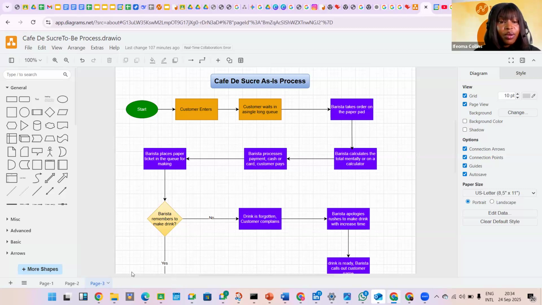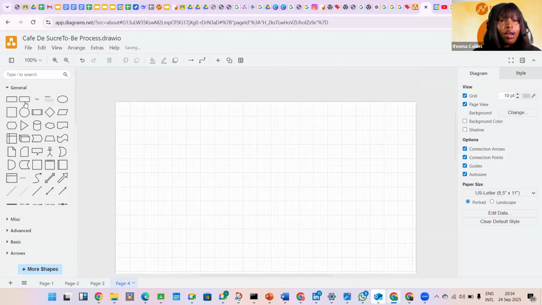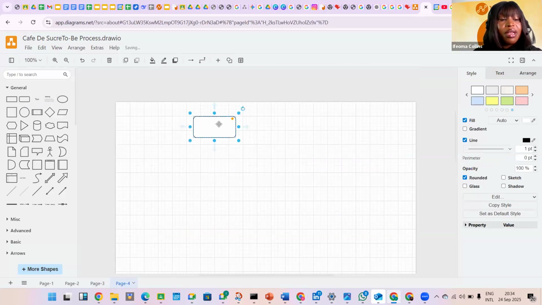their future states. Okay, so let's quickly draft their future state. First thing we are going to do is give this a title. Okay, so if you're following me, please put I am following in the comments.